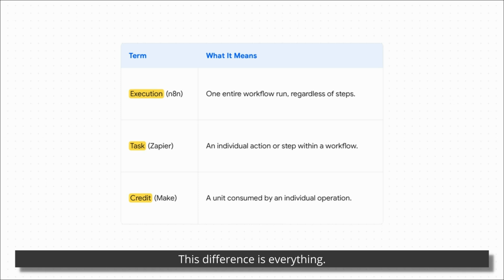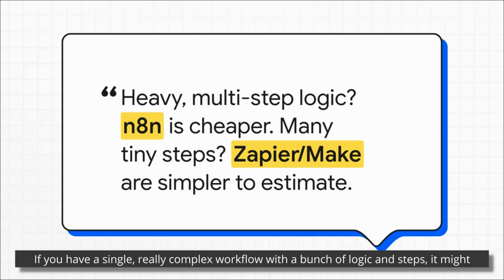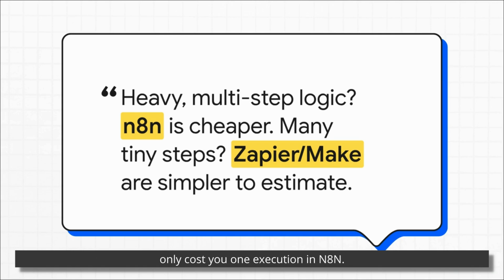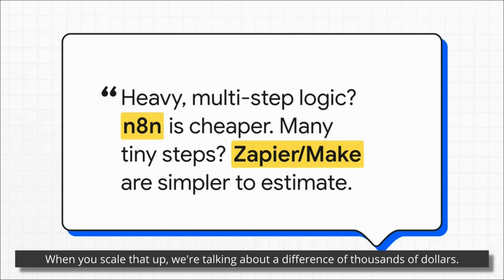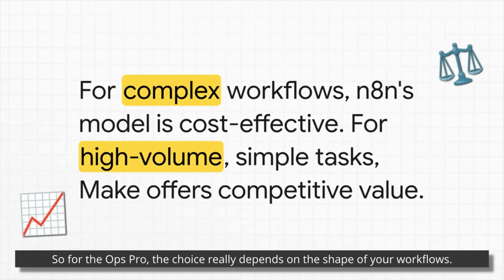This difference is everything. This right here is the perfect rule of thumb. If you have a single, really complex workflow with a bunch of logic and steps, it might only cost you one execution in n8n, but that same run could burn through 20 or 30 tasks in Zapier. When you scale that up, we're talking about a difference of thousands of dollars. On the other hand, if you just have tons of simple, two-step automations, the task-based models can be a bit easier to predict. So for the Ops Pro, the choice really depends on the shape of your workflows.